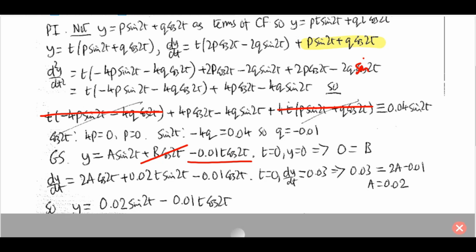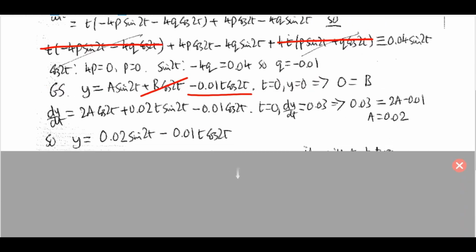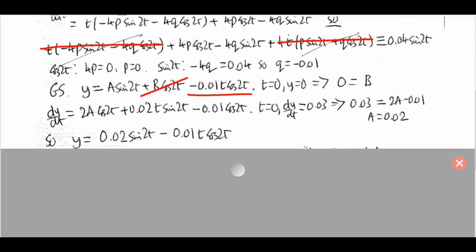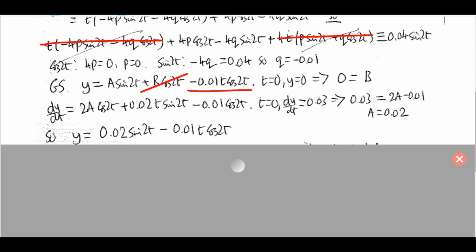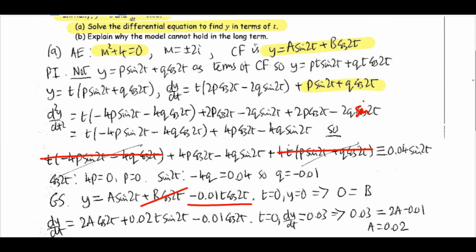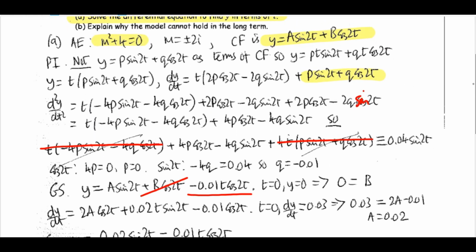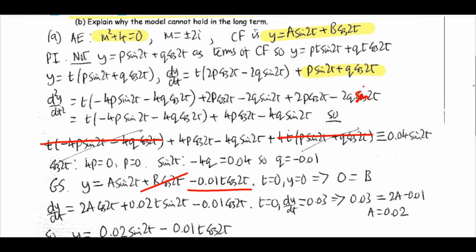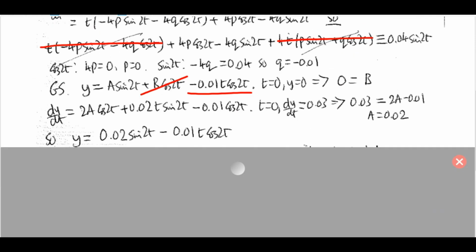So consequently, here is my formula for the displacement y against t. y is 0.02 sine 2t minus 0.01t cos 2t. And we have done that. Now, in this case, there's an extra bit which says explain why this model cannot hold in the long term. So this indicates that something must go wrong when t gets large.